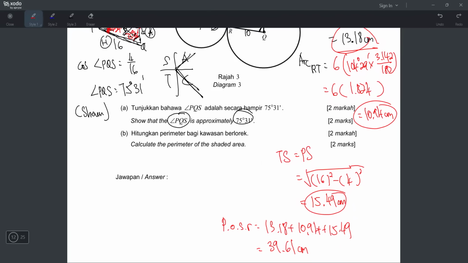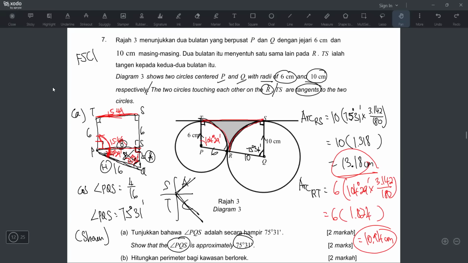Let me double check something. 15.49 plus 13.18 plus 10.94. Yeah, correct. So that's all for this question. Let's move on.